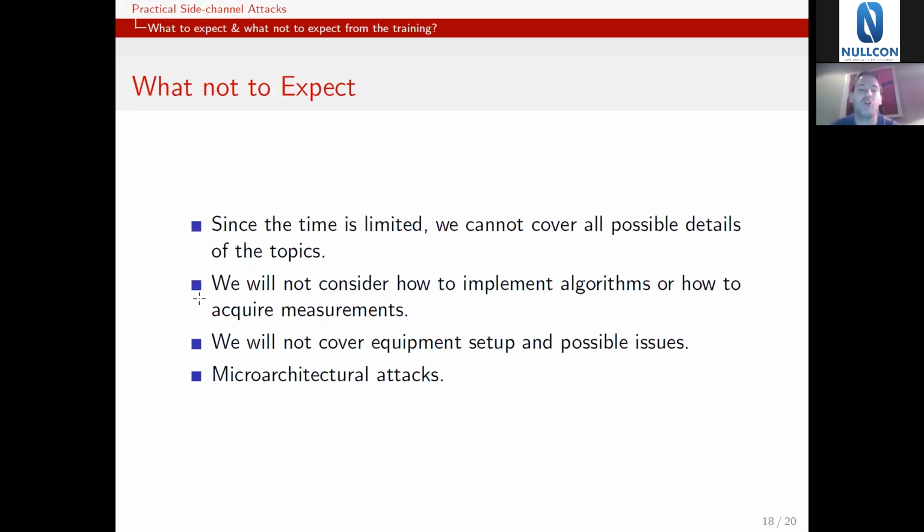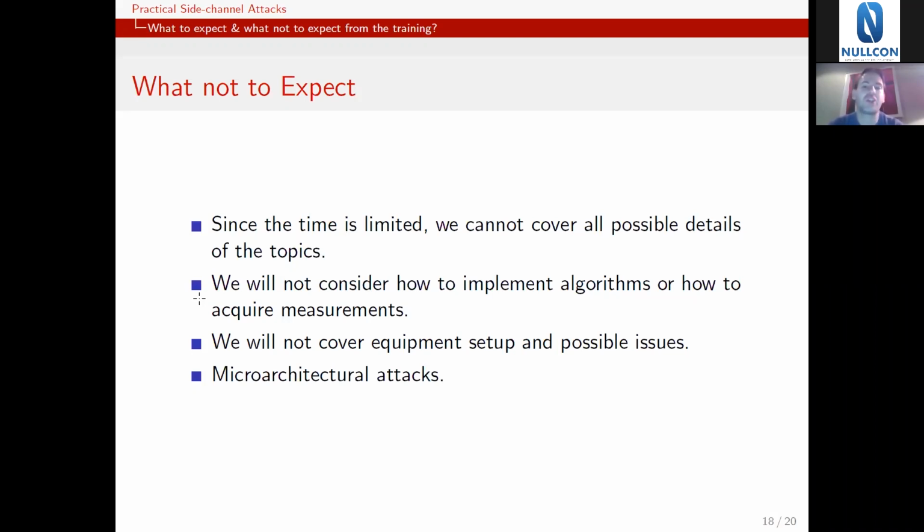We will not consider how to implement algorithms or how to acquire measurements. What does it mean? So we will not implement, for instance, AES and then obtain the measurements. I will provide you with already measurements. Why? Well, simply in 2 days, we do not have enough time to run the acquisition of the measurements. That's a process that lasts, depending on the algorithm, depending on the implementation, and so on, quite some time. And it would also require that you know how to use the equipment like oscilloscope and so on. So we will not do this in this course.